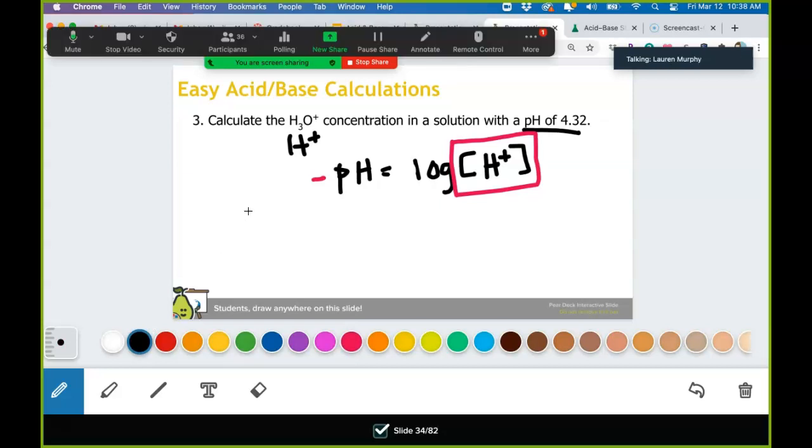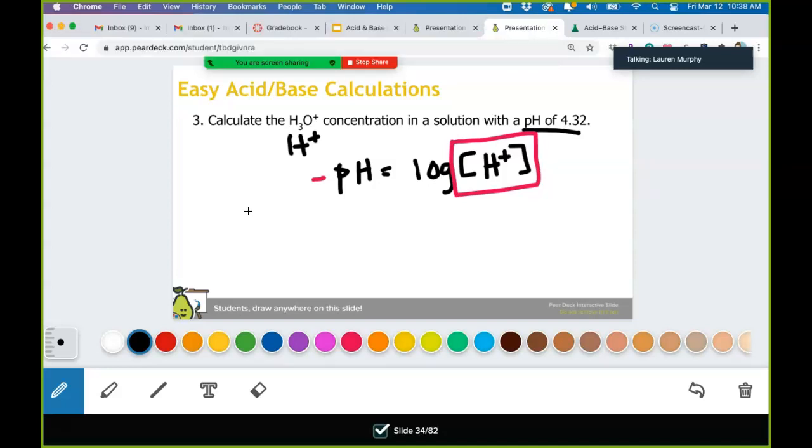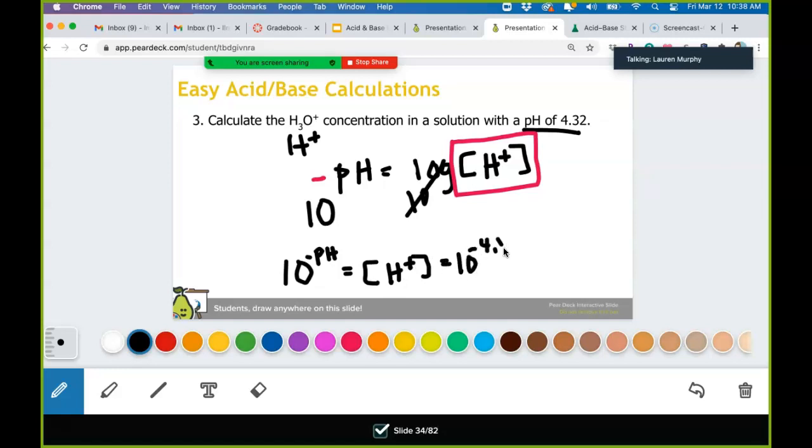So if you look on your calculator, your log button, the second function of the button is the 10 to the x button because they're opposites, okay? So to get rid of a log, you do 10 to the x, so it gets rid of it. So 10 to the negative pH is H. So 10 to the negative 4.32 will give me my concentration.